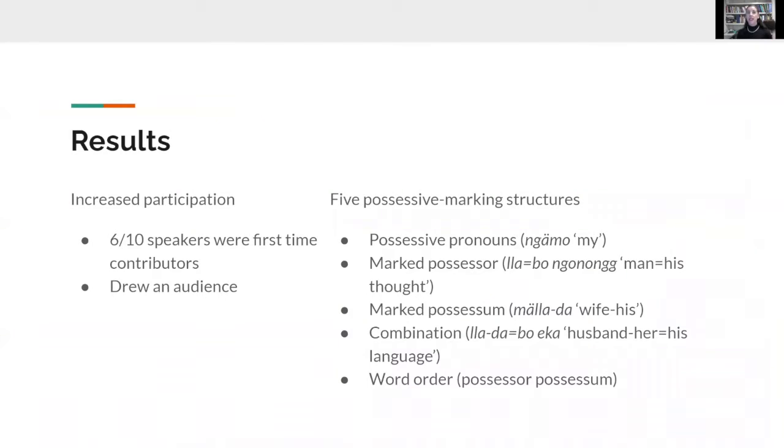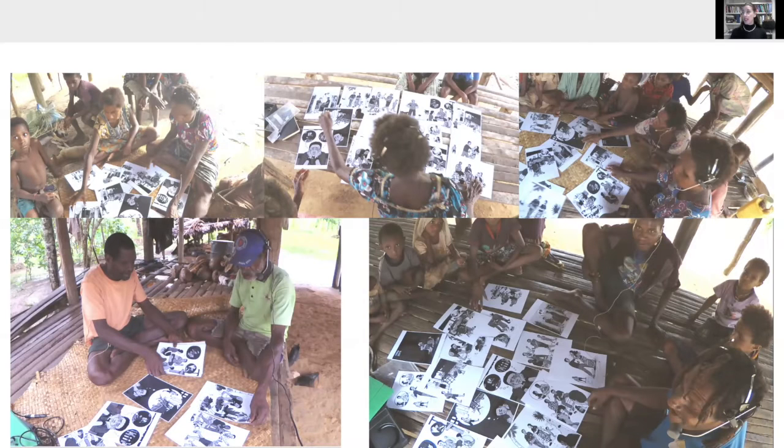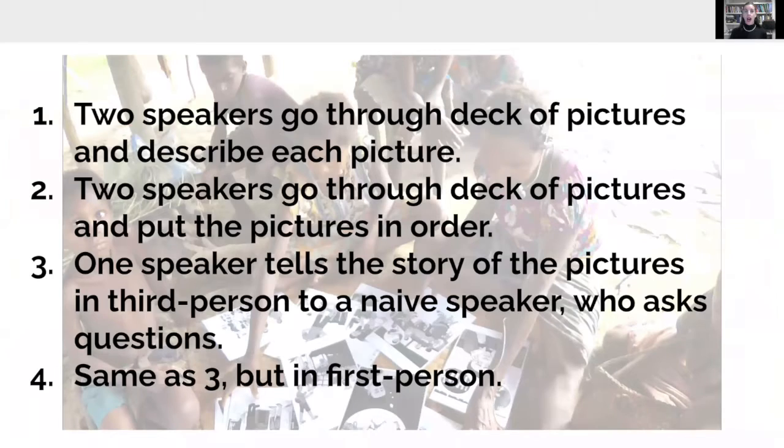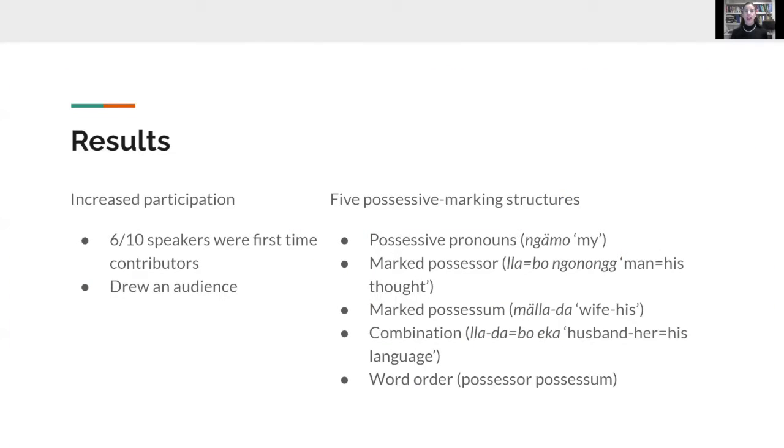So the use of this task increased the value of the corpus in 2 major ways. It increased speaker participation in the corpus. 6 out of 10 of the speakers were first-time contributors to the corpus. It also drew a sizable audience, as you can see from these pictures. It garnered more interest in the linguistic data collection in the village.